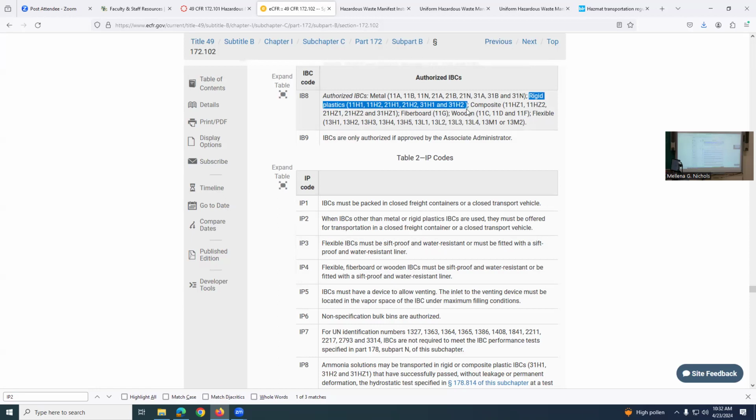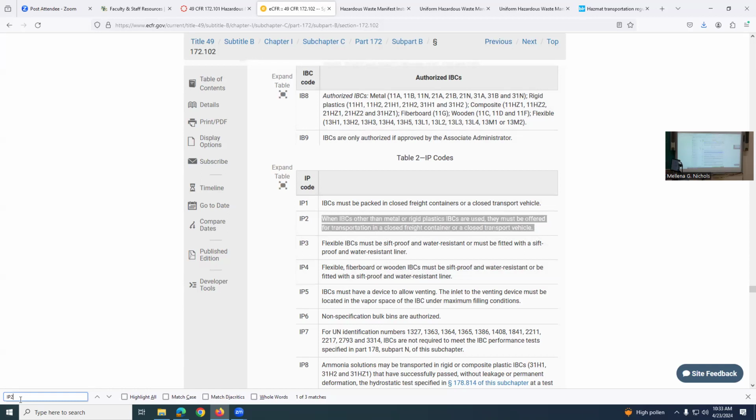And that's kind of like the grade of plastic to make sure that it's going to be able to support the material that you've got in it. It's not going to break down or start leaking or something like that, okay? So if we're using that rigid plastic, then we're looking at this one still, the IP2, which is for metal or the rigid plastic. So it's going to be in a closed freight container or closed transport vehicle, right? So it can't be in an open back truck. All right, and so IP4 wouldn't apply in this specific situation because of the container we've already chosen, okay?